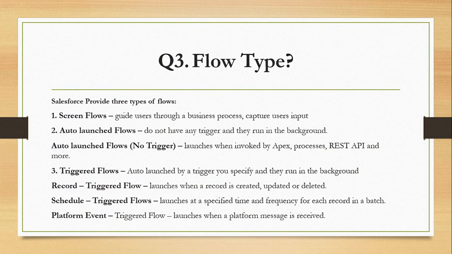What is flow type? Salesforce provides three types of flows: screen flow, auto-launched flow, and triggered flow. The screen flow guides users through a business process and captures user input. Auto-launched flow does not have a trigger and runs in the background. It launches when invoked by your Apex, process, REST API and more. And record-triggered flow launches by a trigger when you specify, and runs in the background.